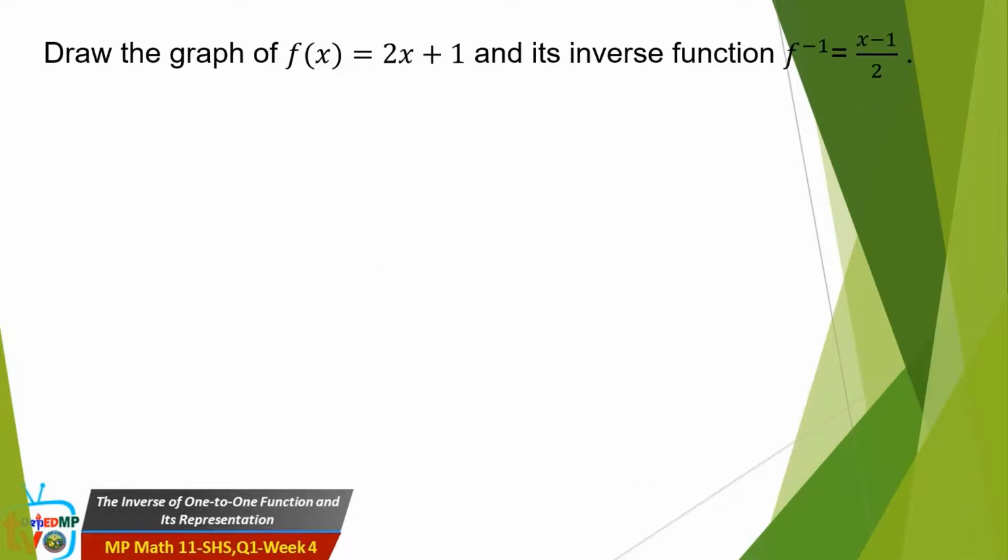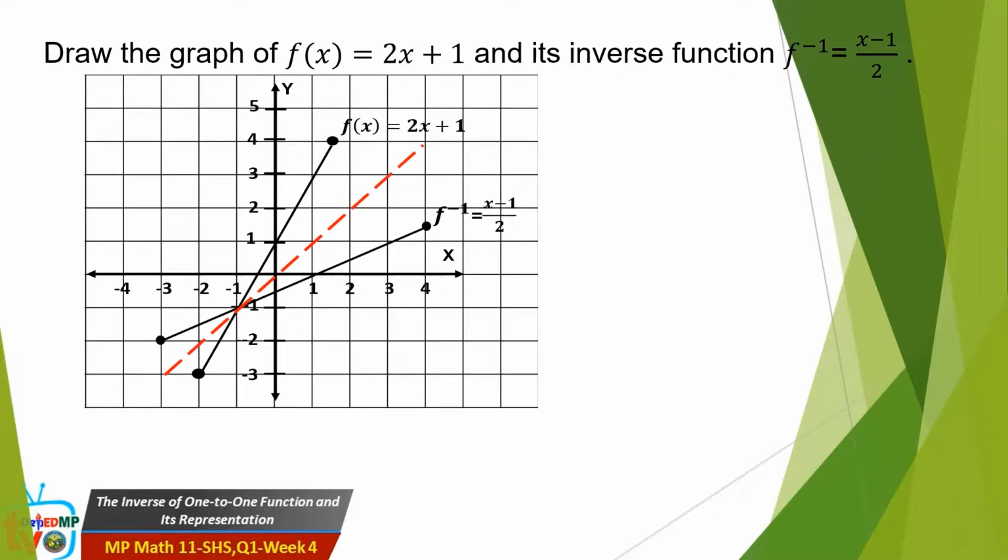After solving the inverse of function f of x, which is 2x plus 1, and its inverse function (x minus 1) over 2, then draw the graph. The graph is a straight line. The graph of function f of x reflects on the graph of its inverse function. The graph intersects at -1 at the third quadrant.